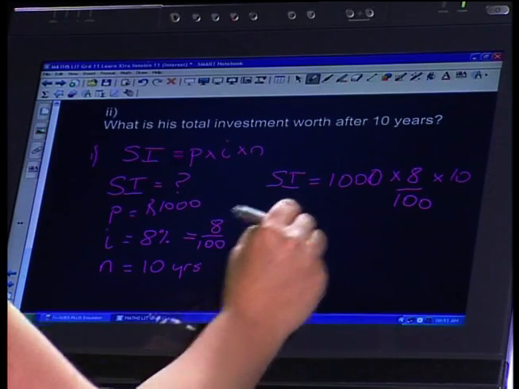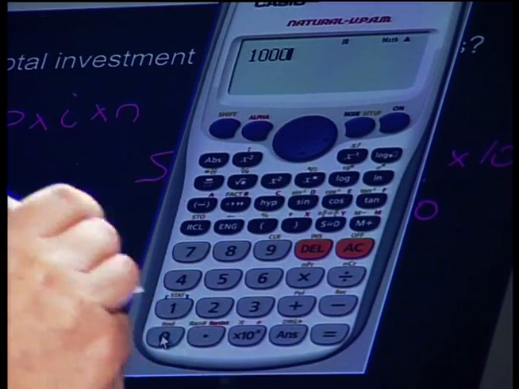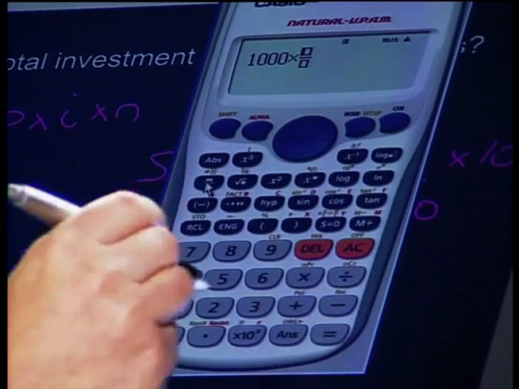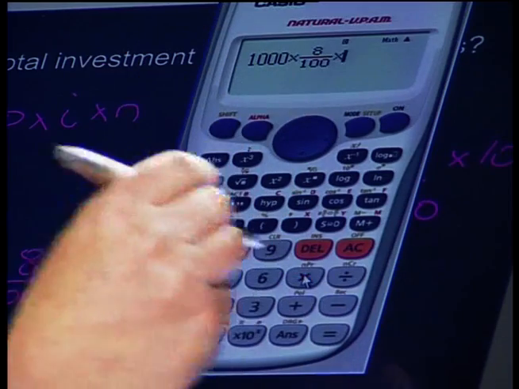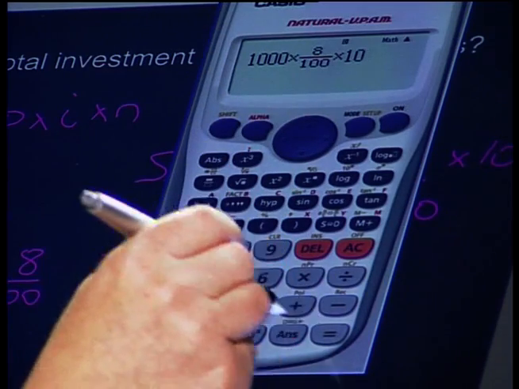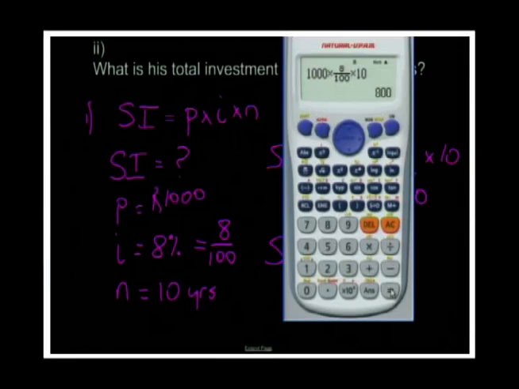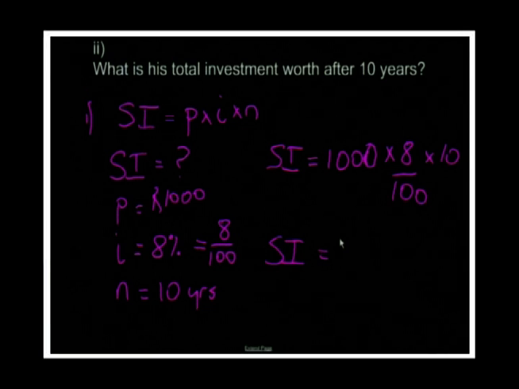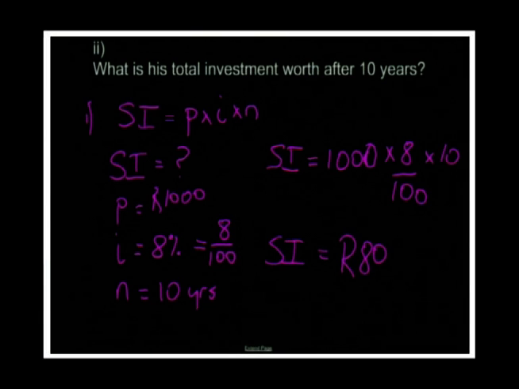So let's do the calculation. Let's find our calculator. So we had 1,000 times by a fraction, 8%, which is 8 over 100, times by the number of years, and we get an answer of 800 Rand. So let's go back to here, and we write that in as 800 Rand. That is the interest that Peter earned on his investment after 10 years.